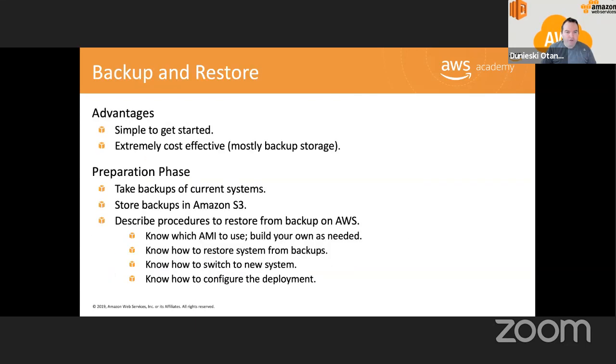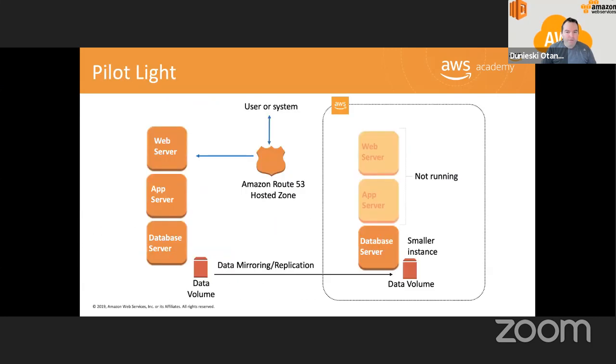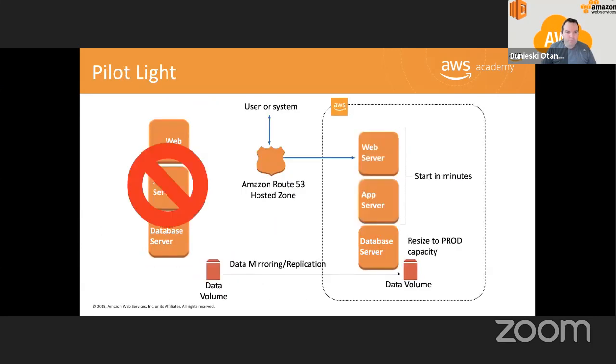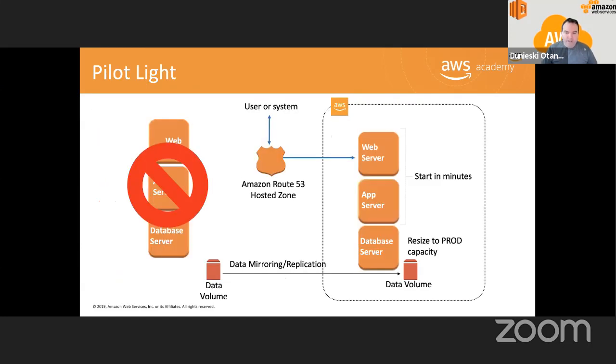You see a difference, guys, between this one, the backup store, and the pilot, right? So in case of disaster, automatically bring up resources around the replicated core data set, and scale the system as needed to handle current production traffic. In this case, we have 2 servers. You may have more, right? Depending on your need and capacity needs.